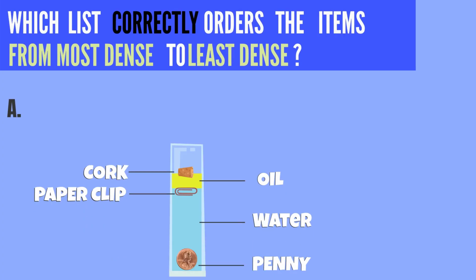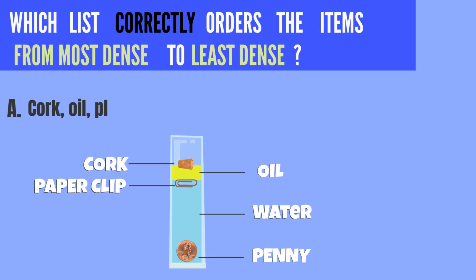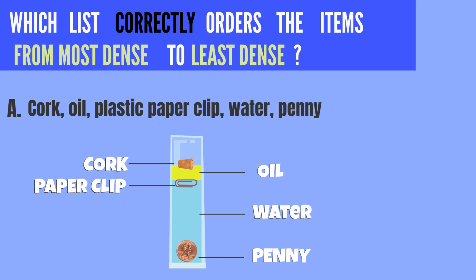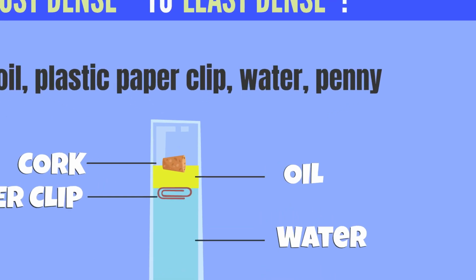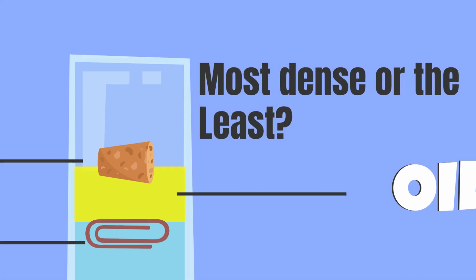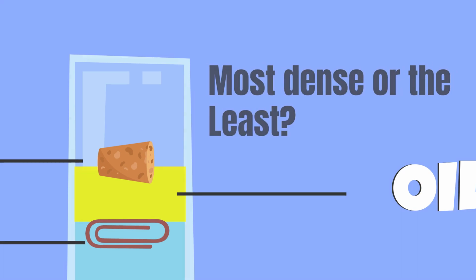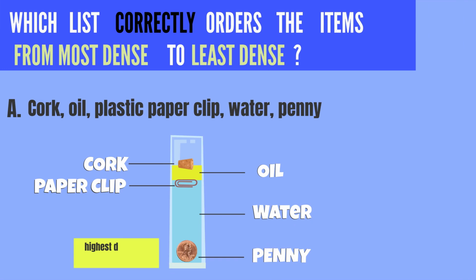Let's begin with option A: cork, oil, plastic paper clip, water, then penny. So ask yourself, did the cork, which floated above all, seem to be the most dense or the least dense? Items with the highest density in the fluid sink to the very bottom.